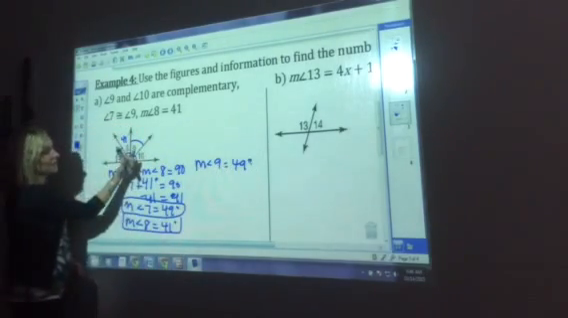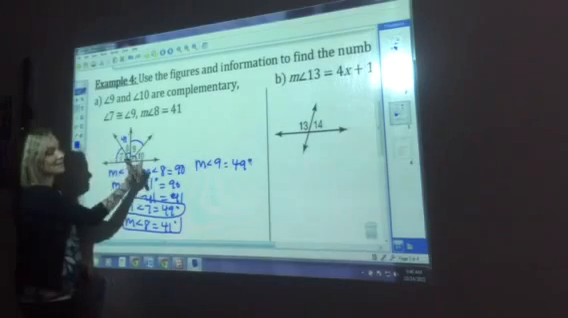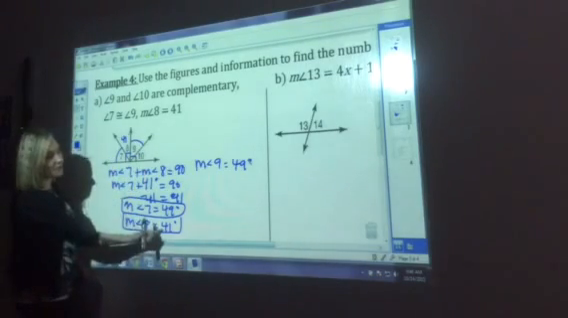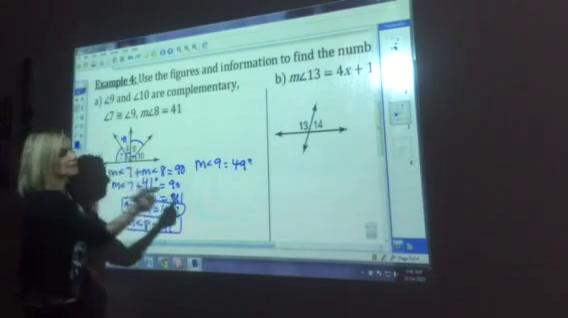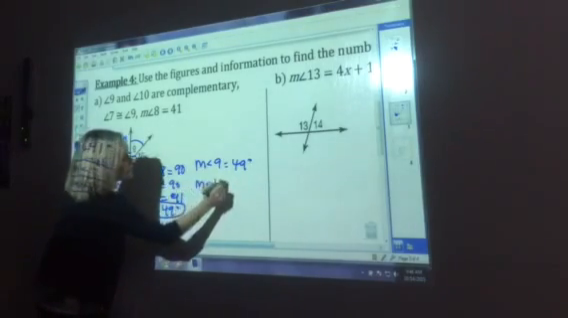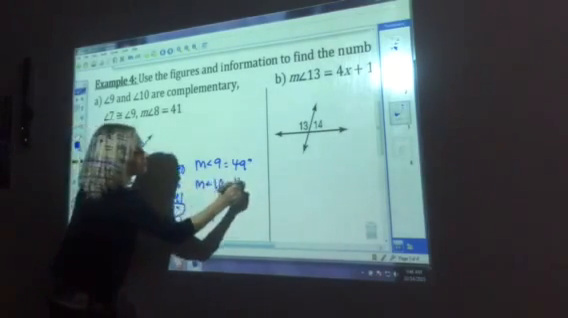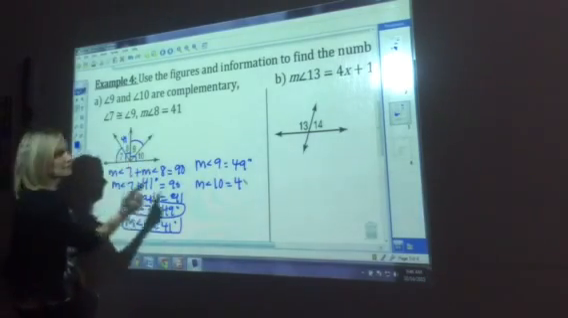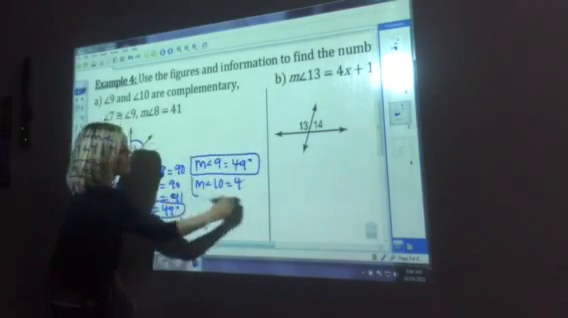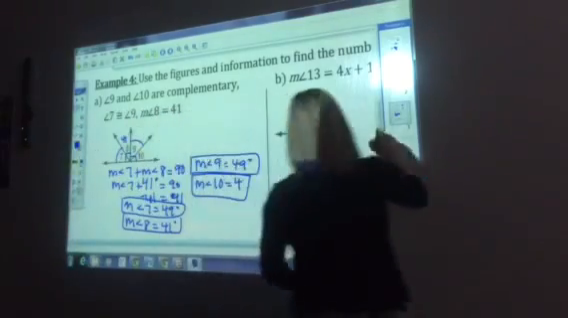So if 9 is 49 degrees, then do you agree that the measure of angle 10 is also going to be 41? Because again, these are complementary. So the measure of angle 10 is also going to be 41 degrees. It's going to be the same as angle 8, all right? Okay, let's go ahead and move on.